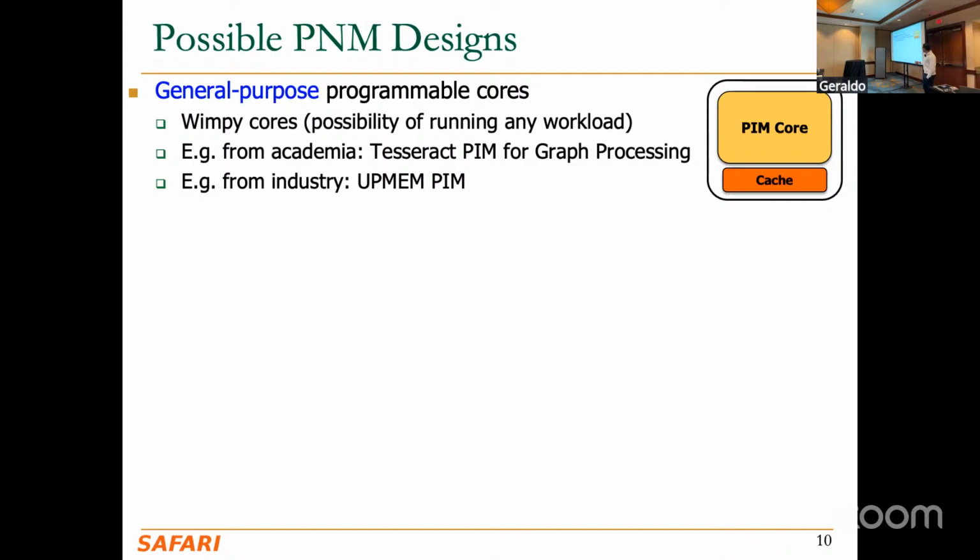So for example, you can design general purpose processor memory architectures, which usually use some small wimpy cores that are programmable and can be used to accelerate different workloads. And we have examples of those from both academia and also industry.